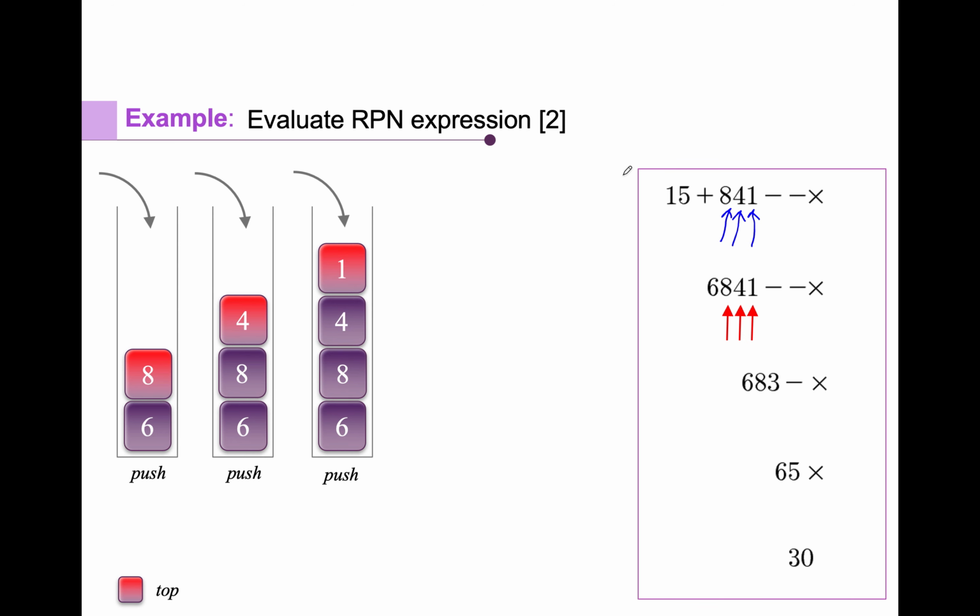Now the next, you're going to meet the variables, which are your operands. What are you going to do? Push. When you meet an operation, what are you going to do? Pop. Now you meet the operation. You're going to pop 1 and the second one is 4.